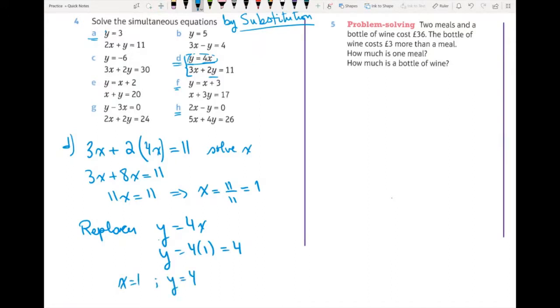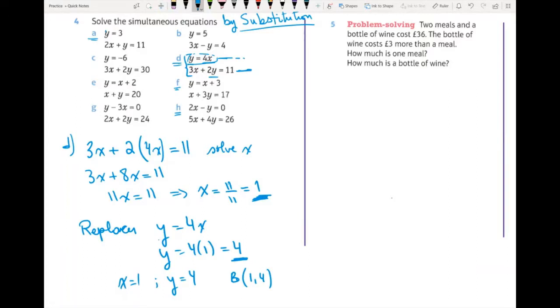So the point of intersection between these two lines, these are the equations of the lines, the point of intersection of these two lines, let's say B, is (1, 4). So algebraically, we have solved and found the values of x and y that, when you replace them in either of these equations, will satisfy the equations.